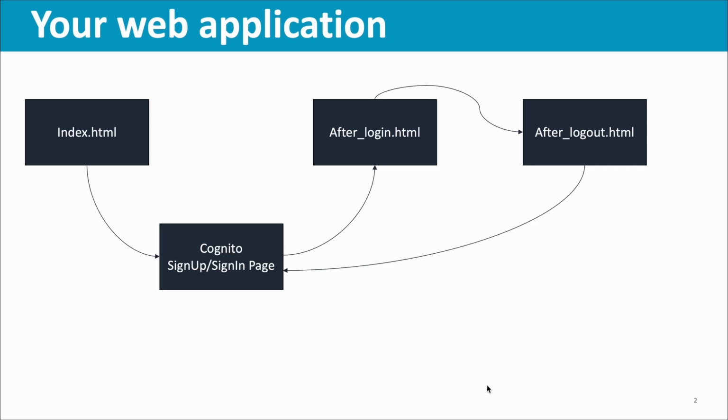So you need to set up your web application and then you need to set up the Cognito user pool and then connect your application with Cognito user pool. And overall, the structure of your web application will look like this.